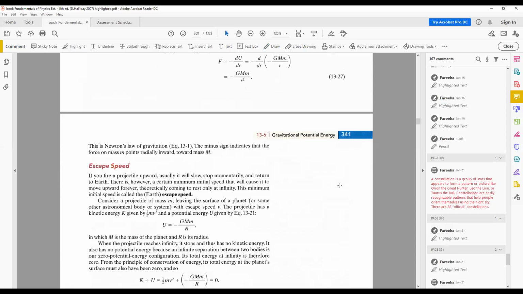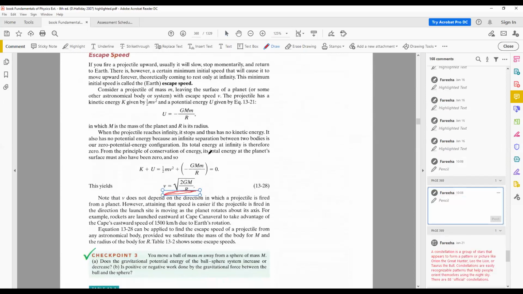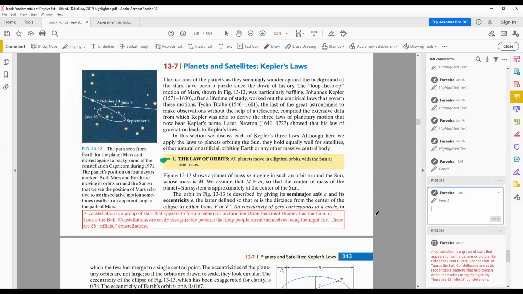We talked about the escape speed, right? When we throw a projectile, there's a certain speed above which the body will not then return to the Earth, rather it will escape. So this is defined as the escape speed, and the formula is given here, and this depends upon the mass and the altitude. So these are some examples of these speeds. And now today we're going to talk about planets and satellites, Kepler's laws.